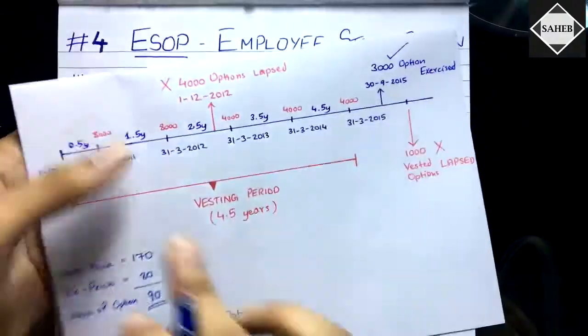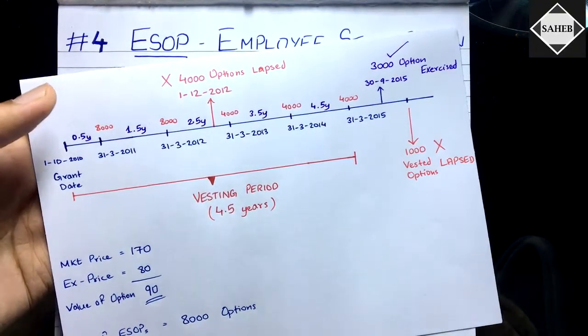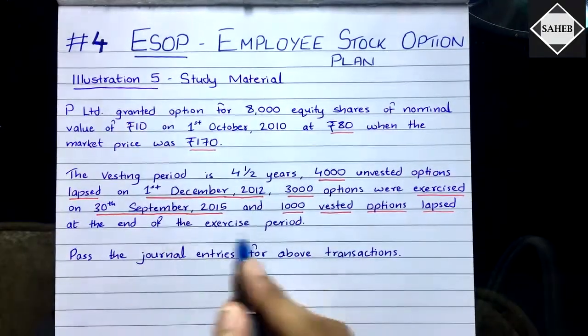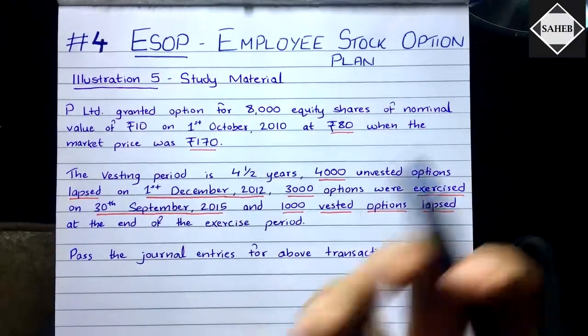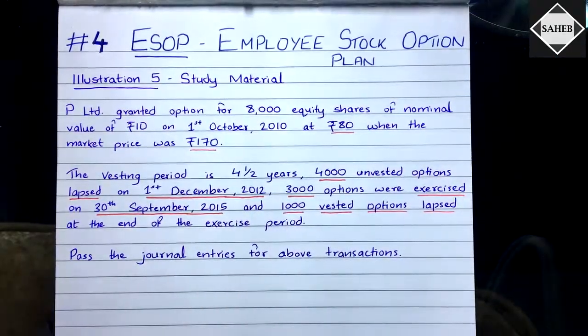So two types of lapse are there. One is in the vesting period, if the employees leave the company or break the conditions, and the other lapse happens after the exercise period. So at the end of the exercise period, some employees didn't use their options, so those options got lapsed, expired. You understand that, right? So simple.